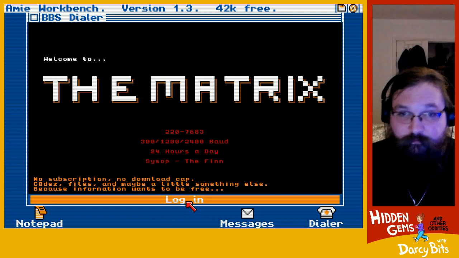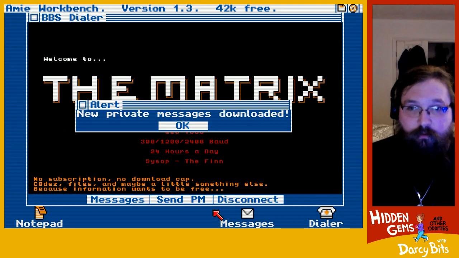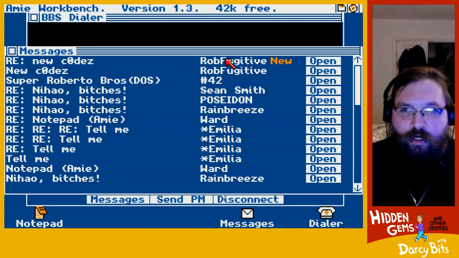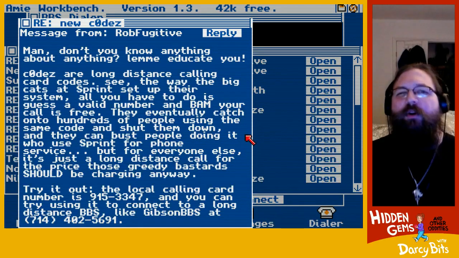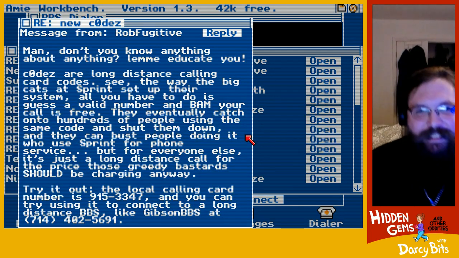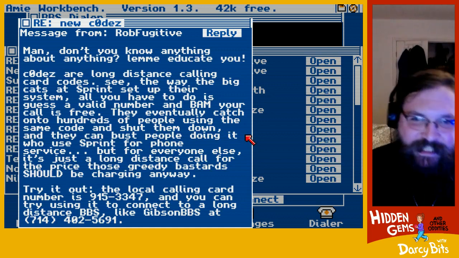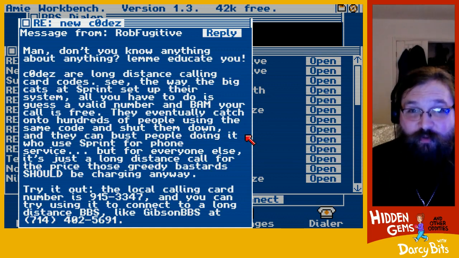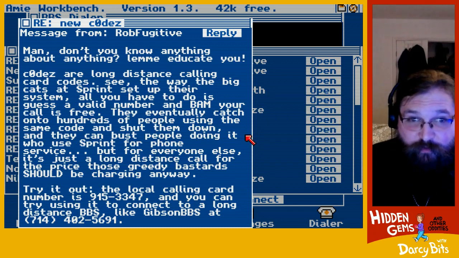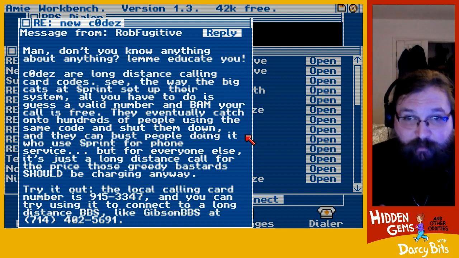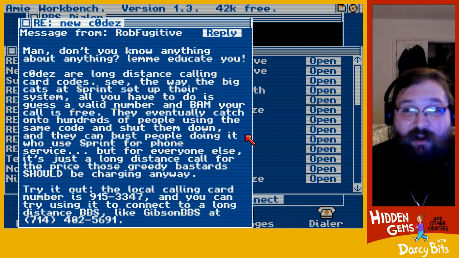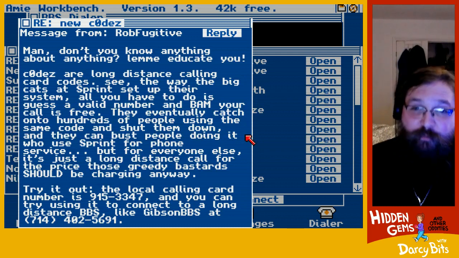Alright. Logging in. New private message downloaded. Okay. New codes, Rob Fugitive. Oh man, you don't know anything about anything. Let me educate you. Codes are long distance calling card codes. See, the way the big cats at Sprint set up their system, all you have to do is guess a valid number and bam, your call is free. They eventually catch on to hundreds of people using the same code and shut them down. They can bust people doing it who use Sprint for their phone service, but for everyone else, it's just a long distance call for the price those greedy bastards should be charging anyway.